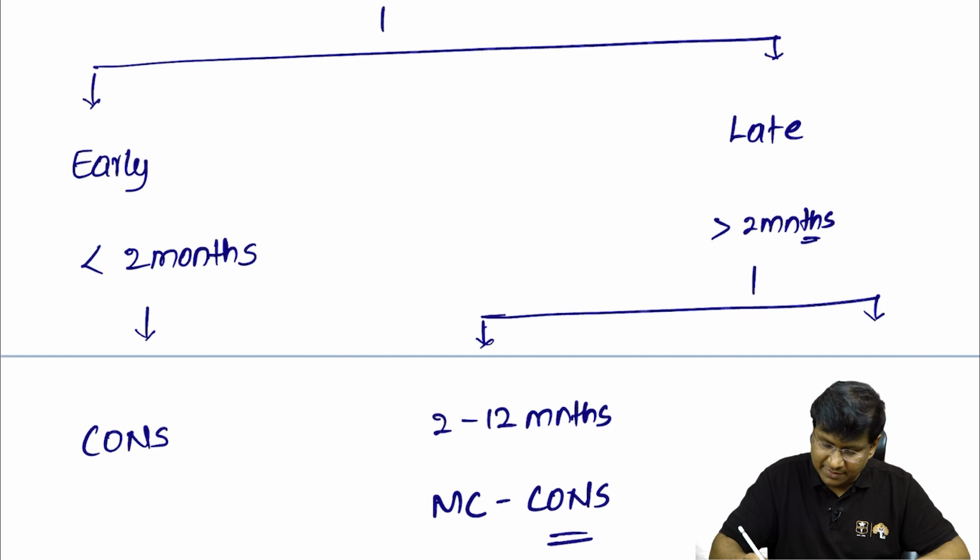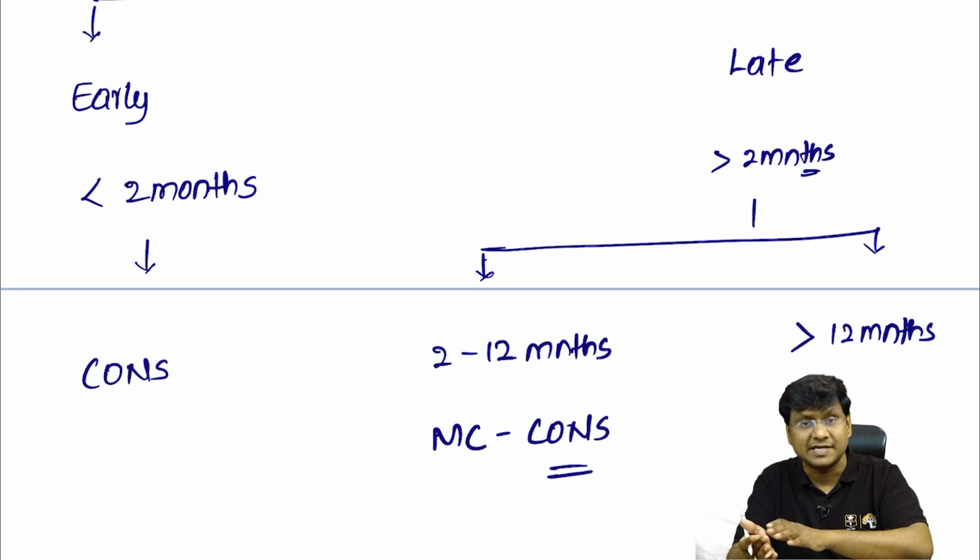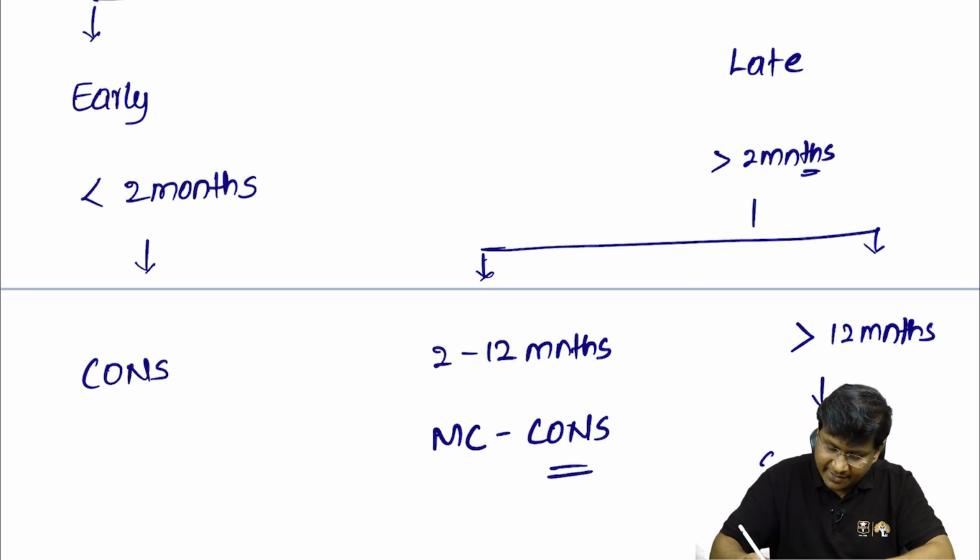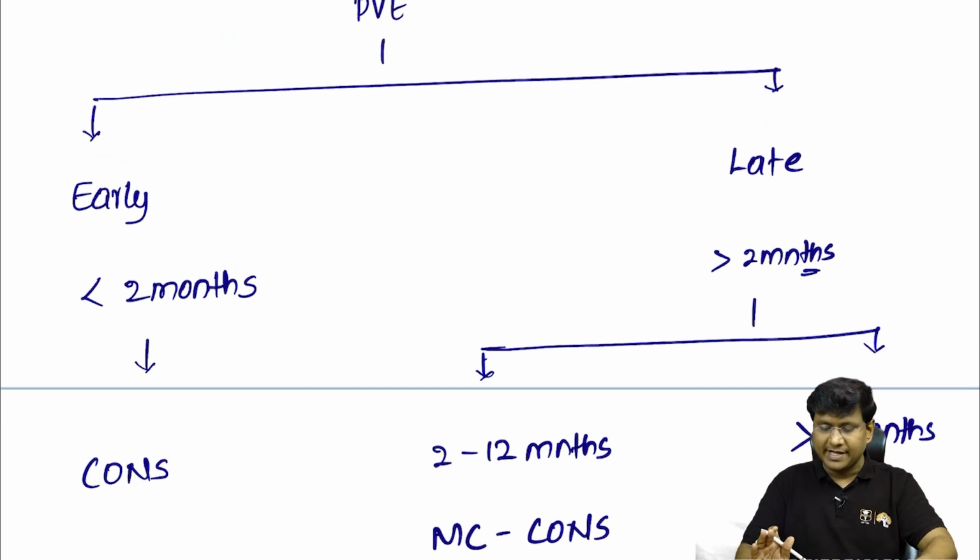Whereas after 12 months, that is after 1 year, what is the most common organism that will be causing the late prosthetic valve endocarditis? That will be Streptococcus viridans. Right, so that will be the Streptococcus viridans. Okay, so these are the organisms that will be causing prosthetic valve endocarditis.